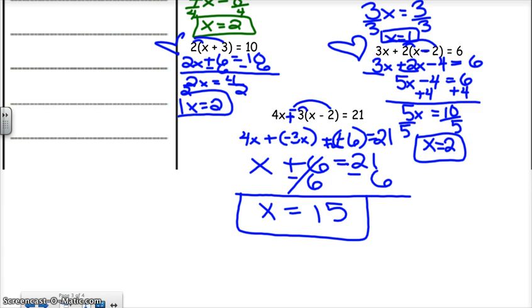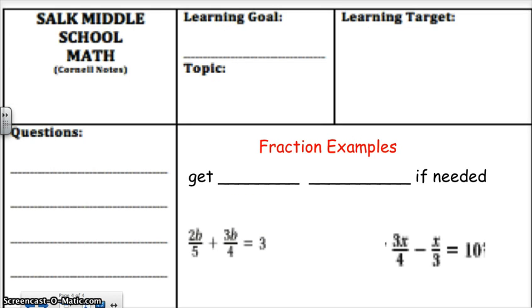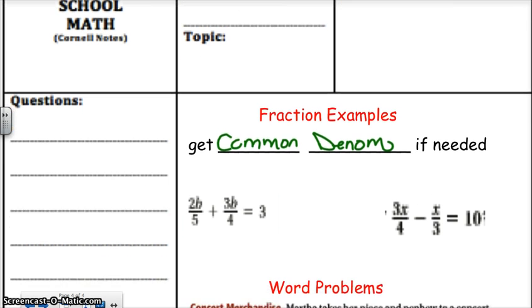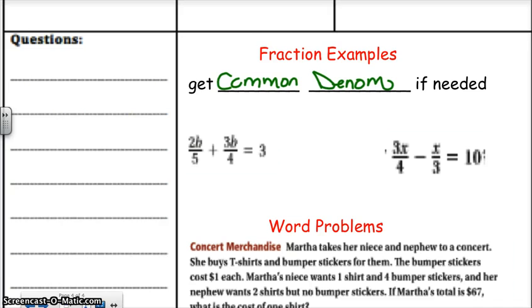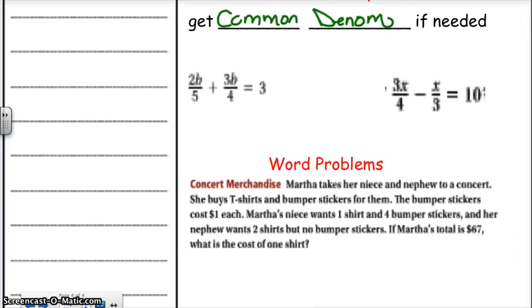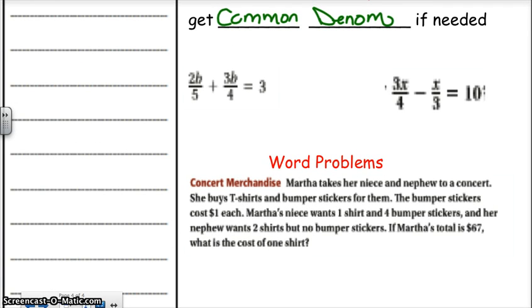Looking at the next slide, we get fraction examples. With fraction examples, we want to get a common denominator if we need it. I'm just going to write common denom. So this first one says 2b over 5 plus 3b over 4 equals 3. I have a denominator of 5 and 4, so they're not the same. So I'm going to have to get a common denominator. I'm going to make it 20.